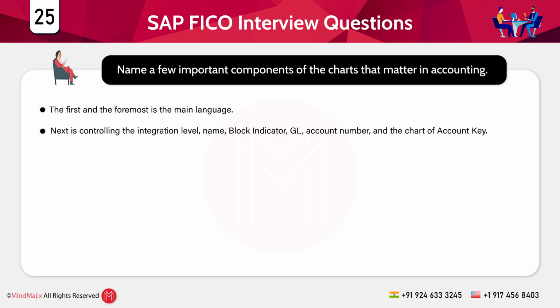The next question is, name a few important components of the charts that matter in accounting. So the first and foremost is the main language. Next is controlling the integration level, name, block indicator, GL account number, and the chart of account key.